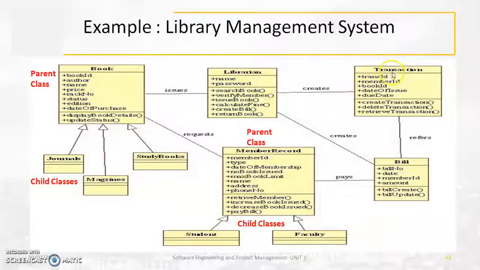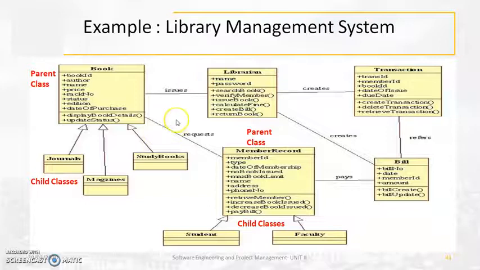The librarian creates a transaction. The transaction refers to a bill. The librarian creates a bill. These are simple association types of relationship, that's why a simple straight line is used. A member record pays a bill. So these are the attributes and these are the operations. This particular member record class has two derived classes, which we call child classes, student and faculty. So a member may be a student or a faculty. So this is an example of a class diagram.